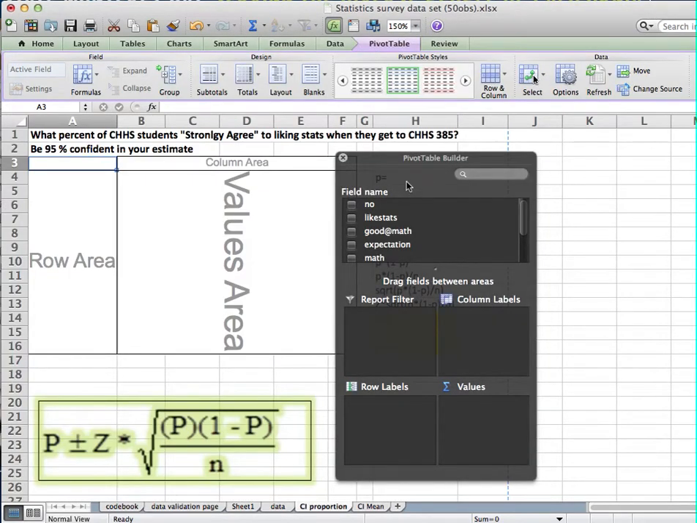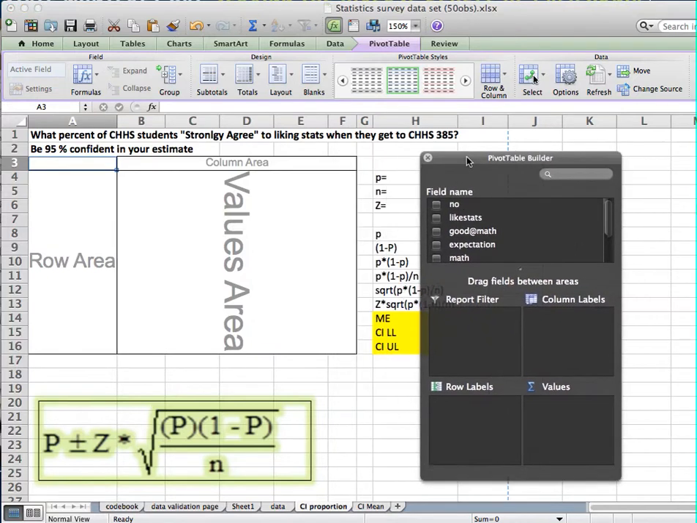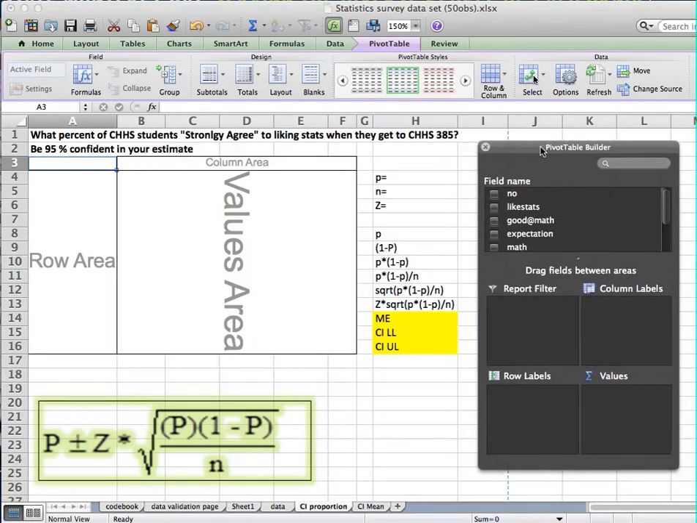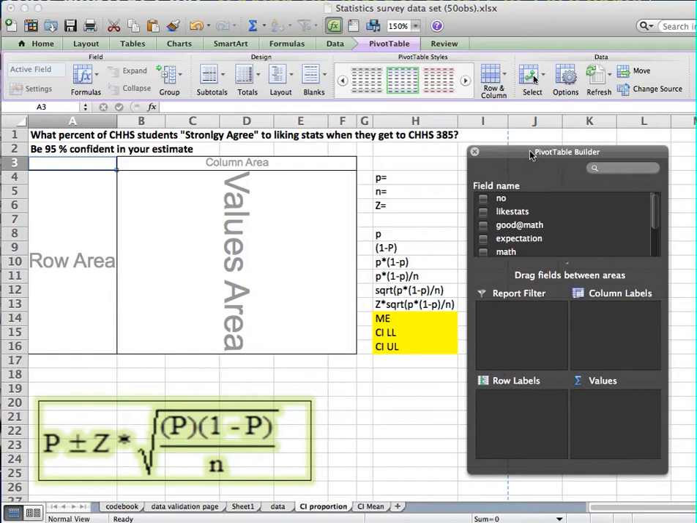Alright, now on this worksheet that I decided to put my pivot table, I have things that are ready. I have the formula for a population proportion, just as a reminder of what we need to do. And I have all the steps that I need here to calculate the confidence intervals, right? Alright, so this is the question of interest, like stats. I'm going to drag it into the row labels.